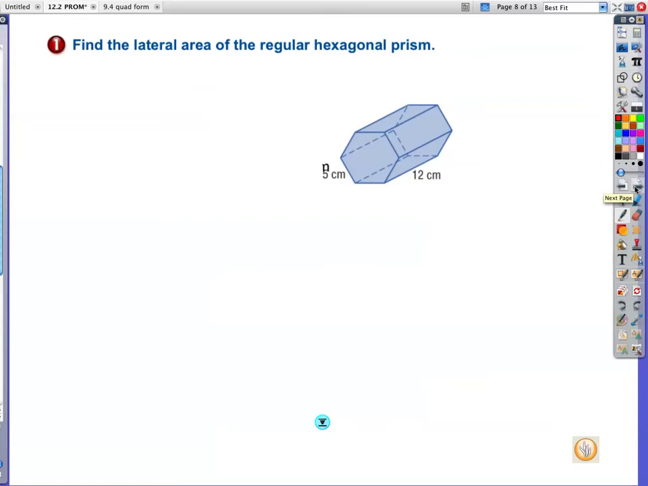The lateral area. Okay? We're going to use the formula that gives us lateral area is equal to the perimeter times the height. First of all, let's identify the bases. The base is this part right here. And I've actually got 2 of them. I've got another one back here.